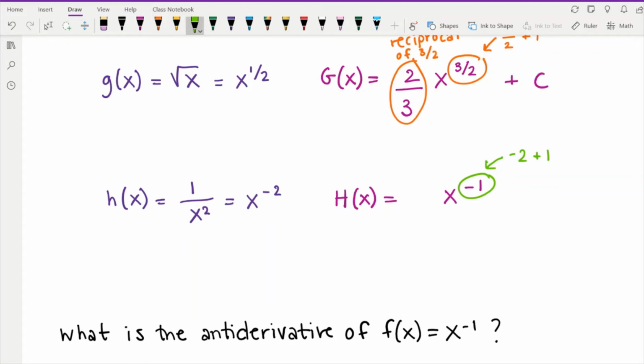And then what is the coefficient going to be? Well, again, it's always just the reciprocal of your new exponent. So what's the reciprocal of negative 1? It's still negative 1, right? 1 over negative 1 is still negative 1. And so we can write this as negative 1 times x to the negative 1. And a nicer way of writing this would be negative 1 over x, right? X to the negative 1 is 1 over x. So we have negative 1 over x plus c. So that's how the reverse power rule works. And we'll see some more examples later in this video as well.